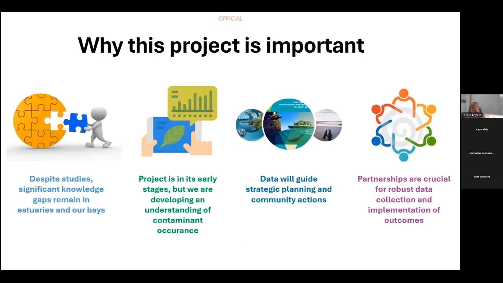So I just want to sum up why this project is really important. Despite there being quite a bit of research that's done on contaminant risks in our estuaries and bays, there are still important knowledge gaps that remain. This program is really starting to improve our monitoring in these systems and helping address those knowledge gaps. We're still in the very early stages. As I said, we've just finished 1 year, so we've just got our third round of samplers gone out just recently.